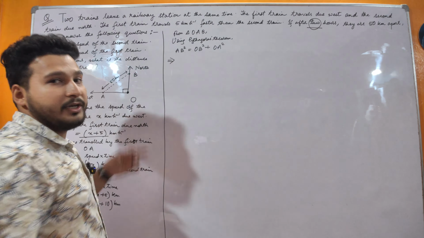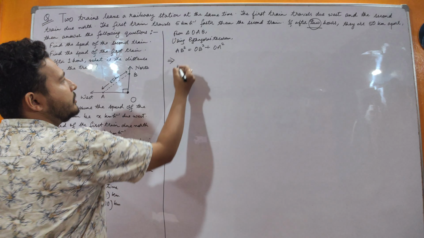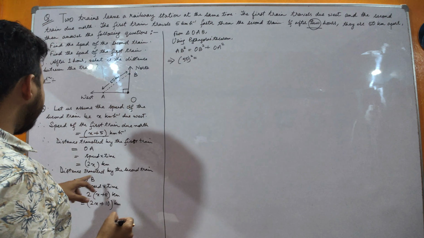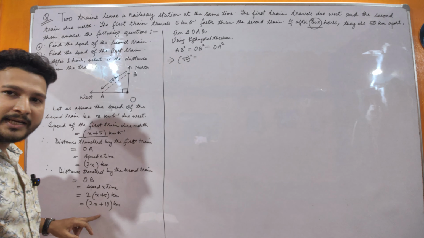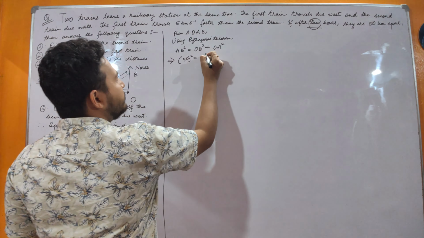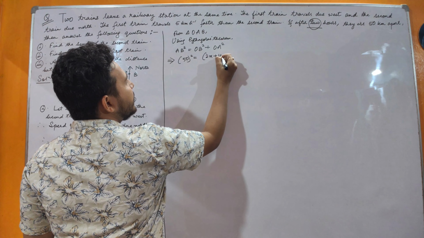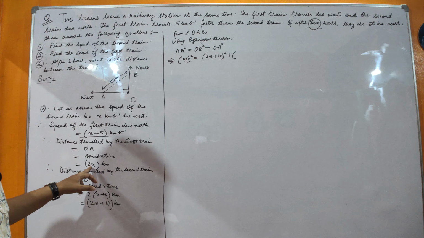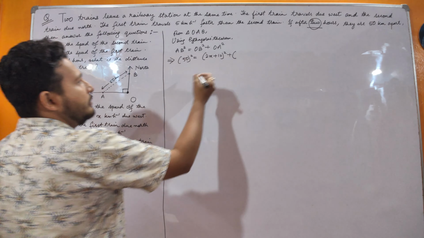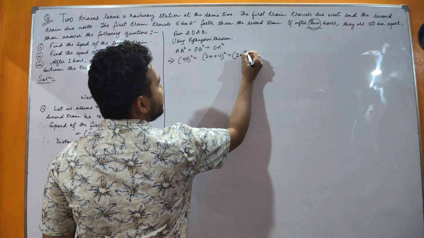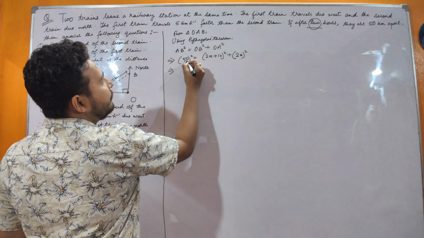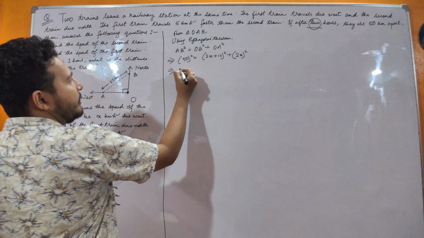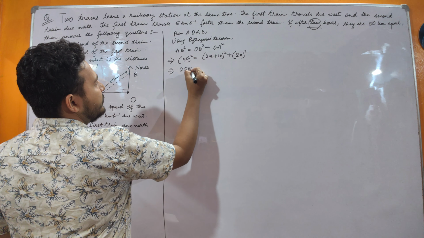What's AB? It's given in the question, 50 kilometer. So let's write 50 whole square. What is OB? We have found out OB is nothing but twice x plus 10. Twice x plus 10 whole square plus, what's OA? OA is twice x. Twice x whole square. Okay, 50 whole square. 5 times 5, 25. So 50 whole square will be 2500.